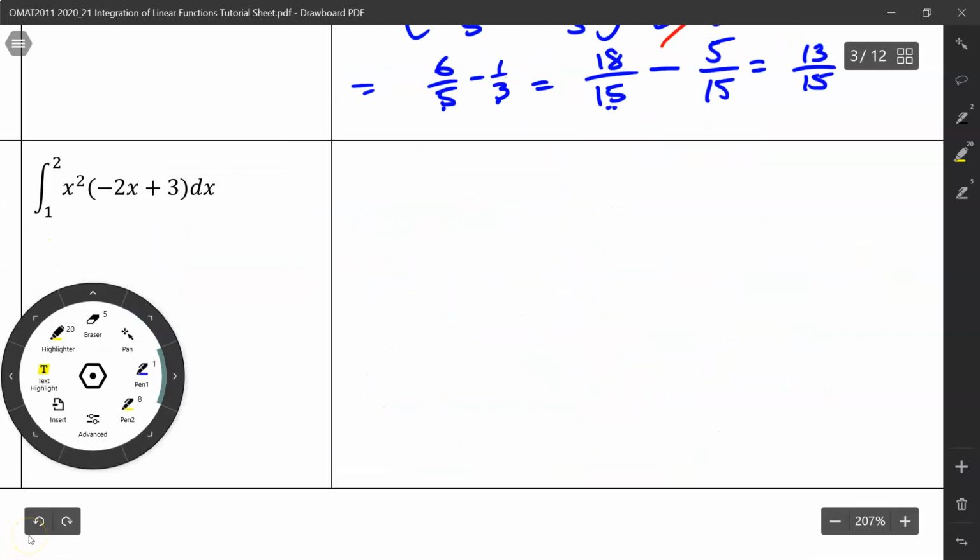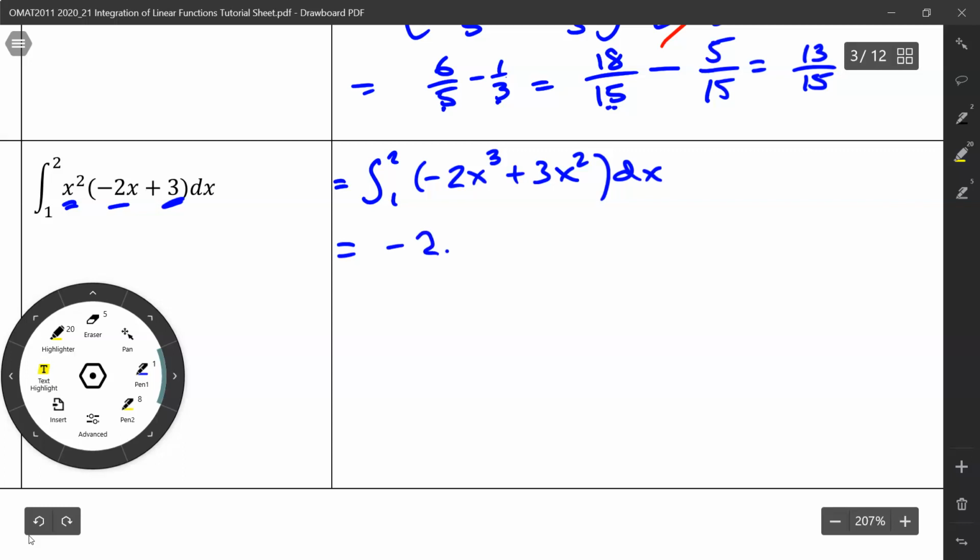So we do this one here, the last one here of these definite integrals. We just multiply it out. So x squared times minus 2x is, sorry, I made a mistake there, is minus 2x cubed, and then 3 times x squared is plus 3x squared dx. So I go ahead with this.